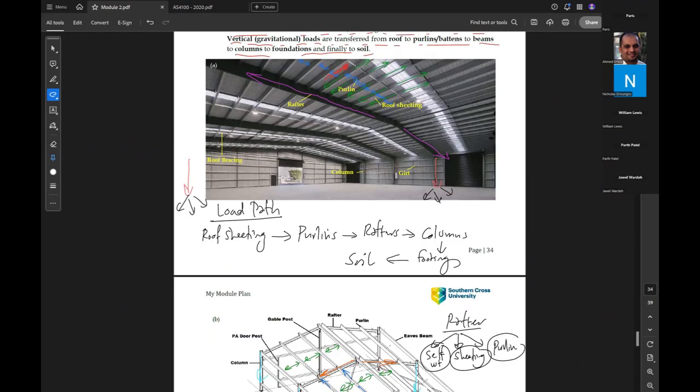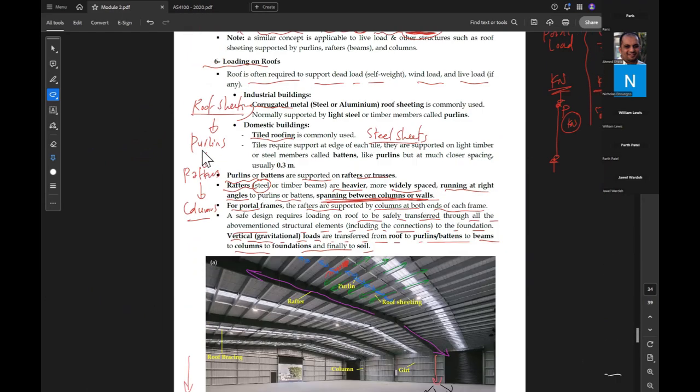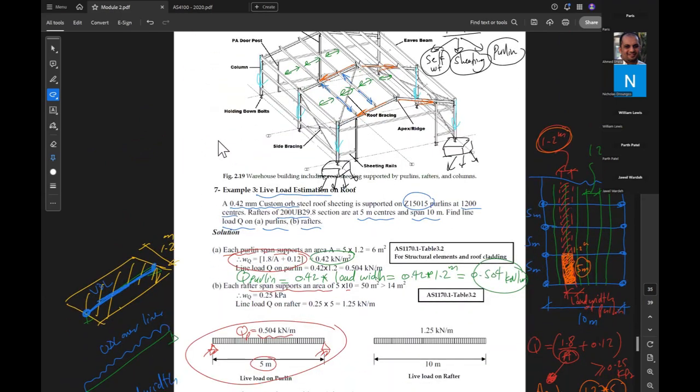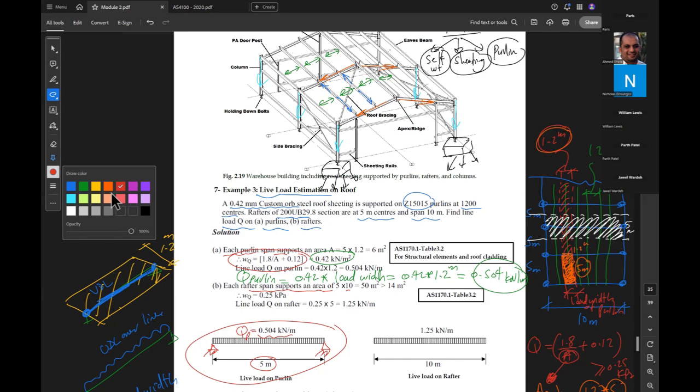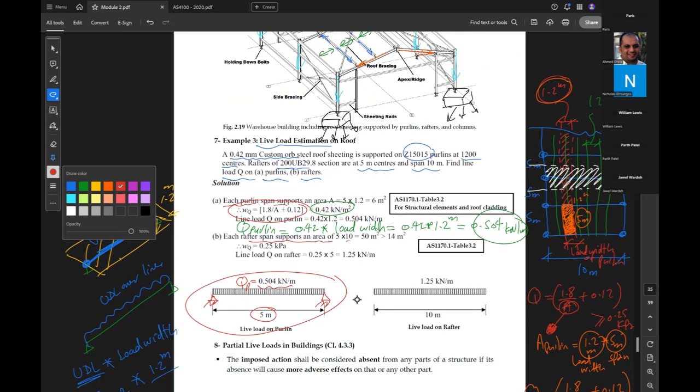Anyone can help? 10 meter is a span. It's 5 because it's half and half. Okay, so if we look here, the tributary area for the rafter is 5 by 10, because this white area, the span is 10, then the width is 5. So the tributary area is 50 square meters.